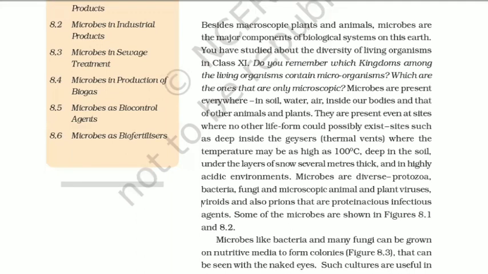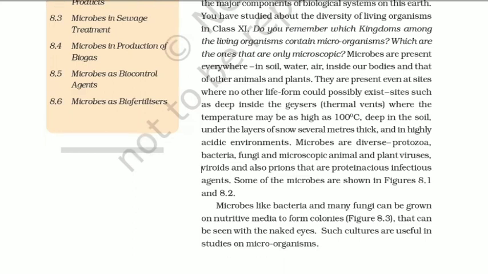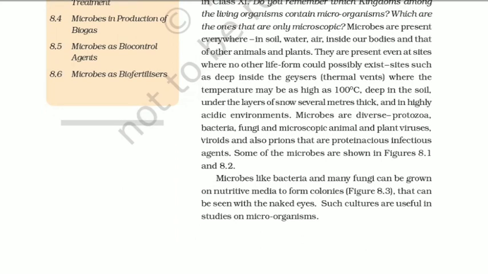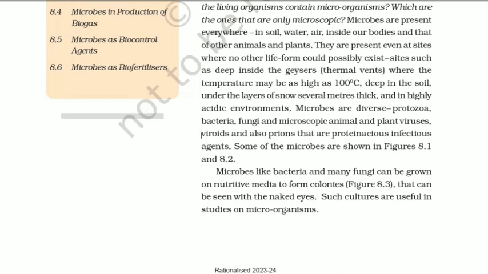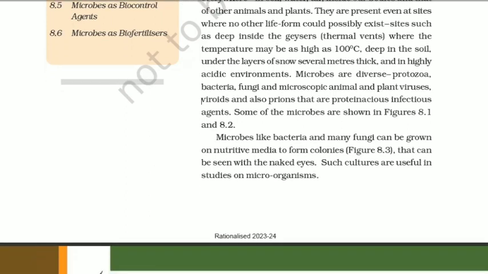Microbes are present everywhere: in soil, water, air, inside our bodies, and that of other animals and plants. They are present even at the sites where no other life form could possibly exist. Sites such as deep inside the geysers, that is thermal vents, where the temperature may be as high as 100 degrees Celsius, deep in the soil, under the layers of snow several meters thick, and in highly acidic environments.